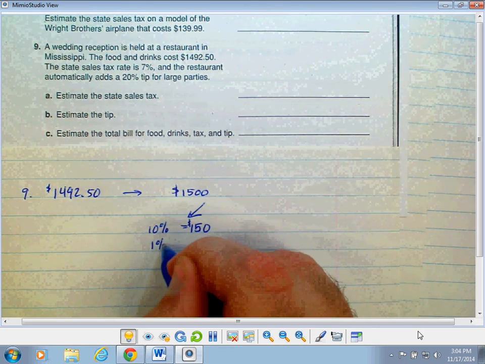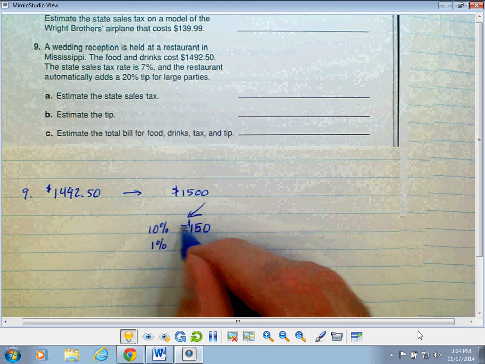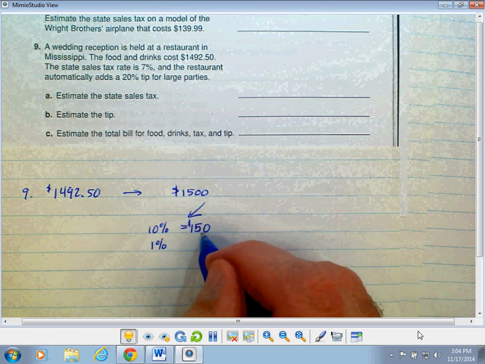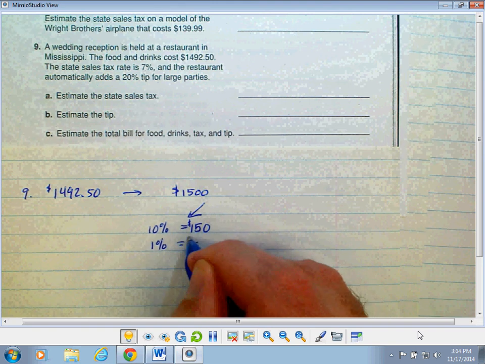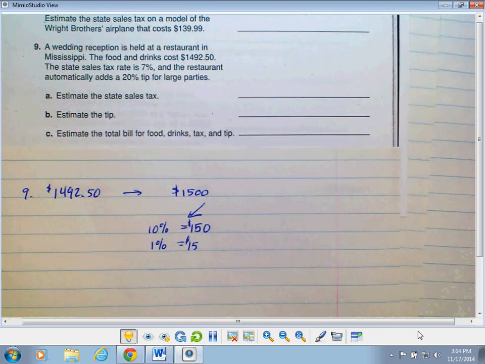1% is to do the same exact thing again. Move it to the left one place again. 1% is $15 in this case.